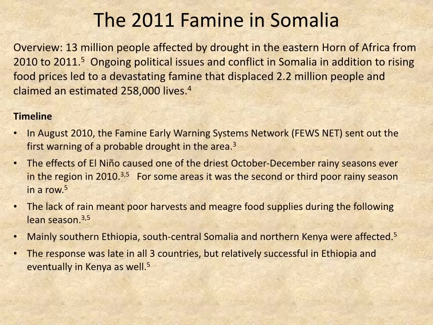The lack of rain meant poor harvests and meager food supplies during the following lean season. Mainly southern Ethiopia, south central Somalia, and northern Kenya were affected by the drought. Now, while the response was late in all three countries, it was ultimately relatively successful in Ethiopia and Kenya, and those two countries were able to avoid famine.